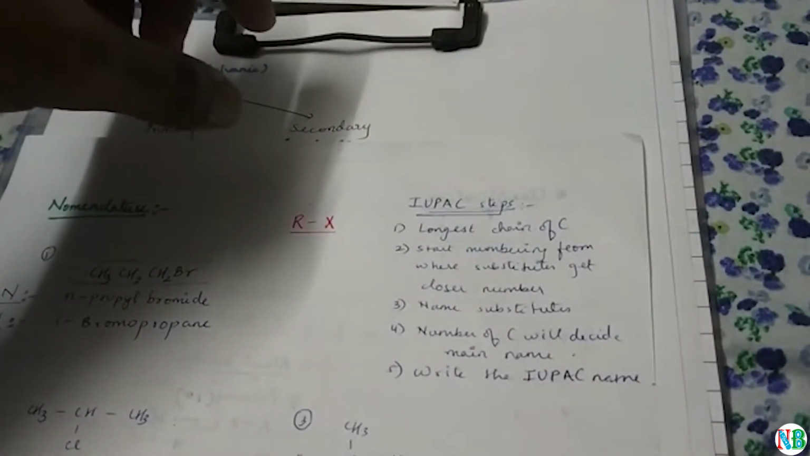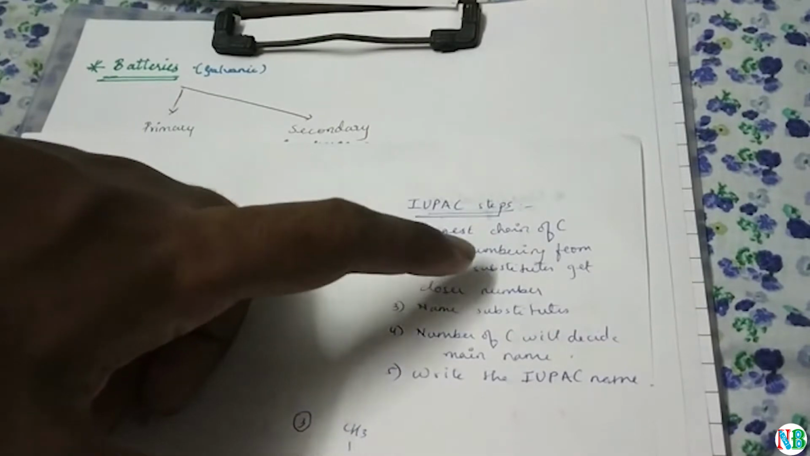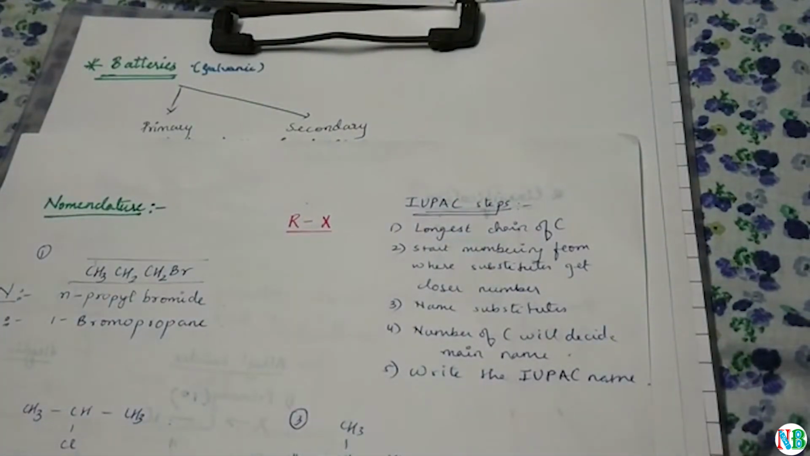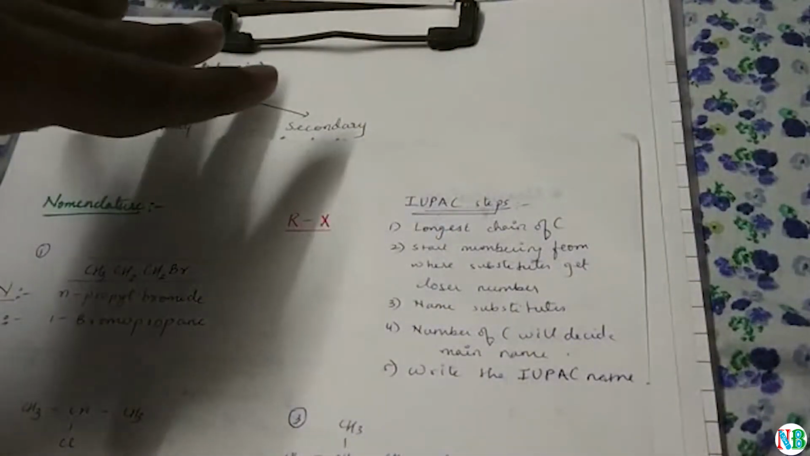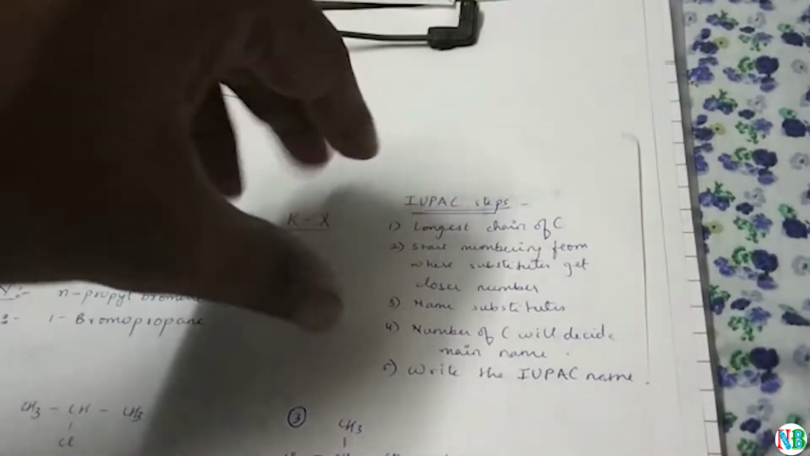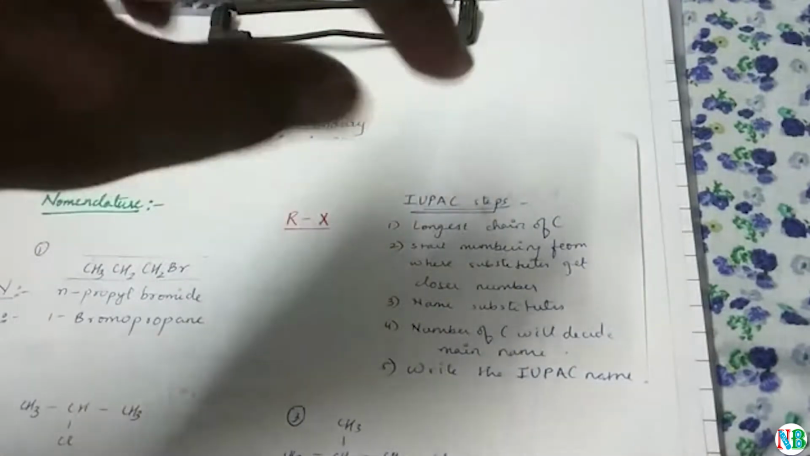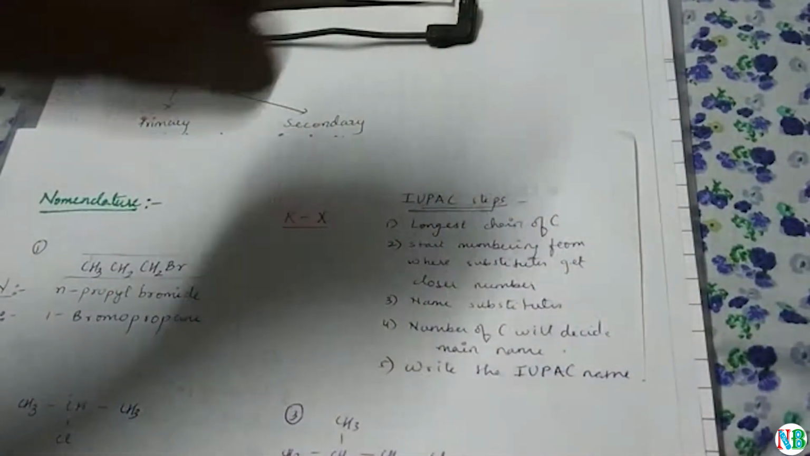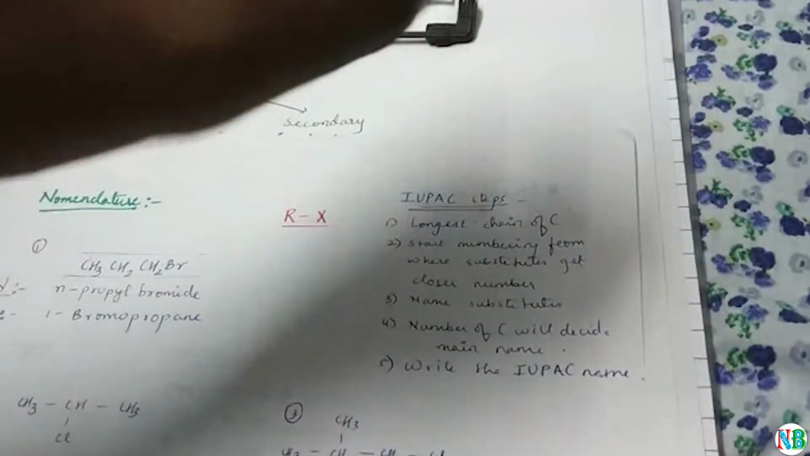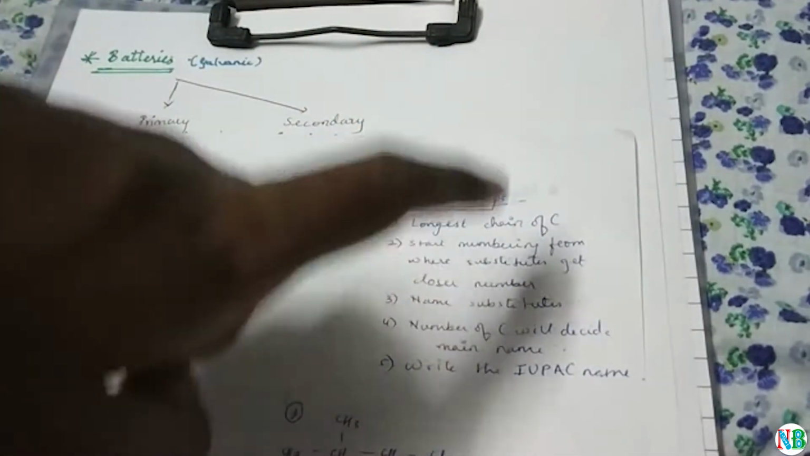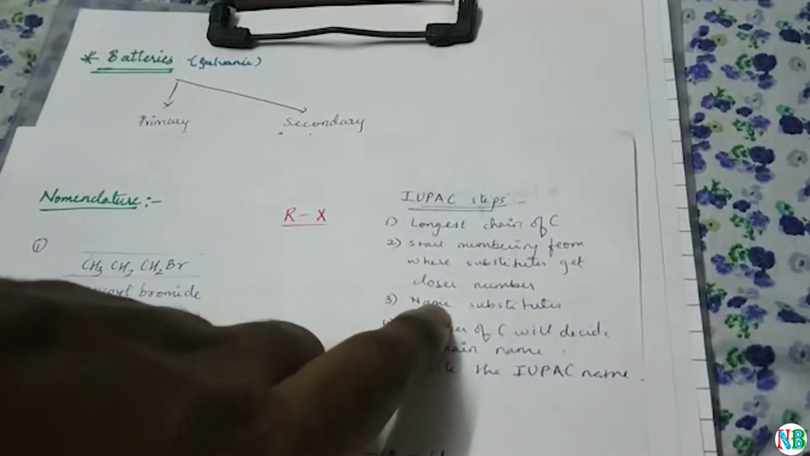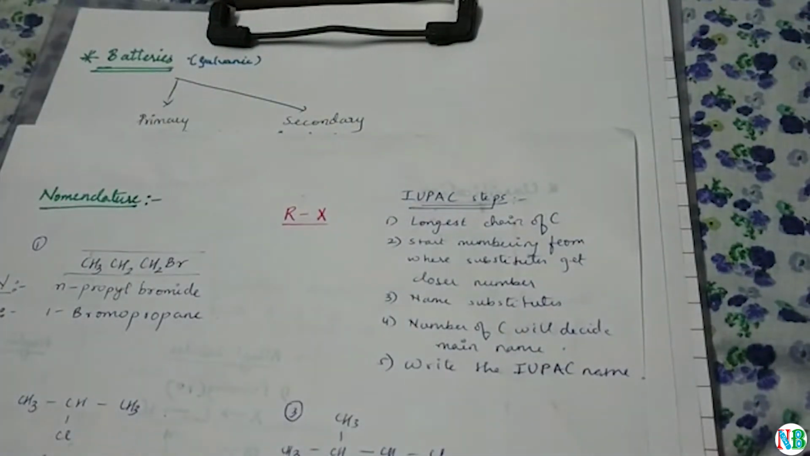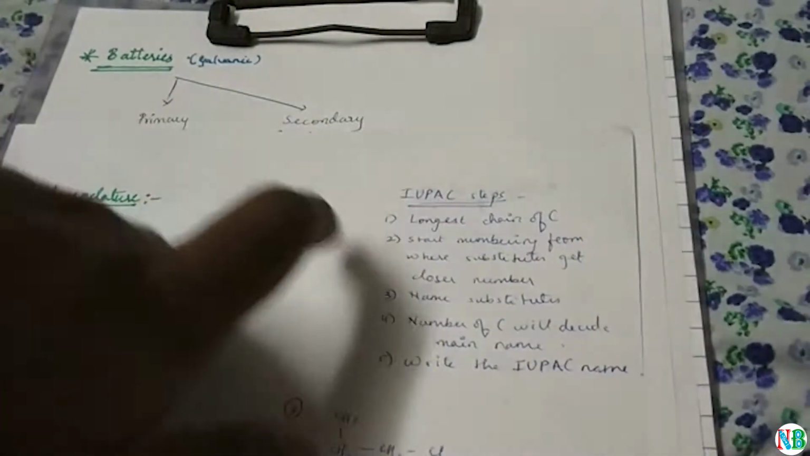And then I'll start numbering from where the substituents get the closest number. So once I have my longest chain, I will start numbering. I need to number my chain 1, 2, 3 and so on till the number of carbon atoms there are. I will be numbering only the main chain and my substituents. So where my substituents get the closer number, from there I'll be starting my numbering. Then I'll name the substituents, using the numbers that they have got.